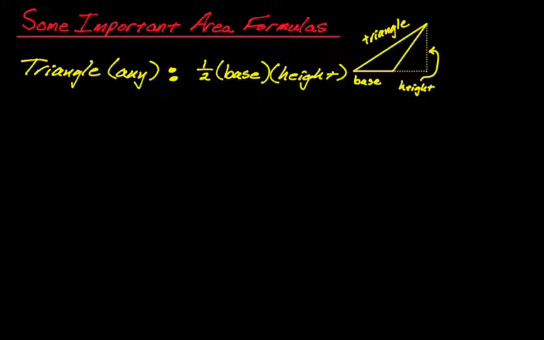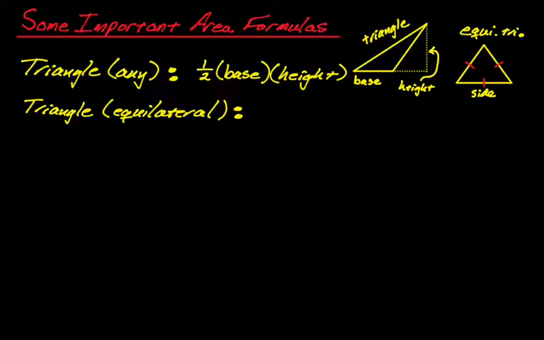You definitely know that. Now the next one is an equilateral triangle. You may not know this one, but it comes up in a particular application in calculus, and it's very useful if you know it. And so the area of an equilateral triangle that has a side, which I'm just calling side, is √3/4 times the side squared. So you definitely want to know that as well.